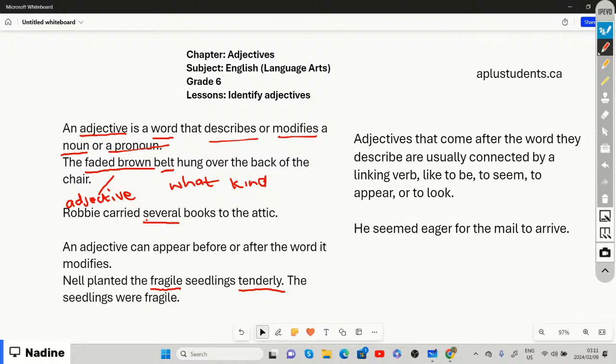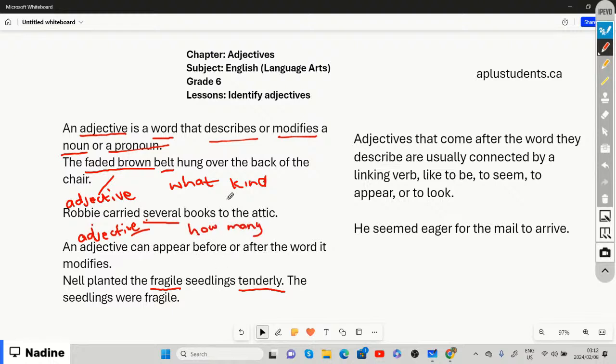And then we have another example that says Robbie carried several books to the attic. If we look at the word several, several is also our adjective, which describes our noun, which is books. And several tells us how many books.